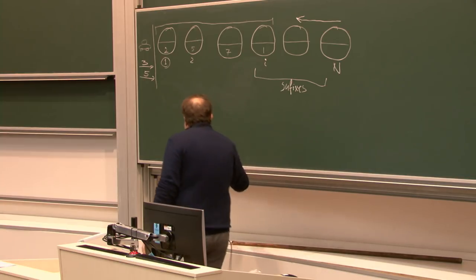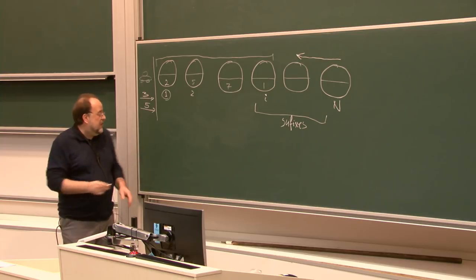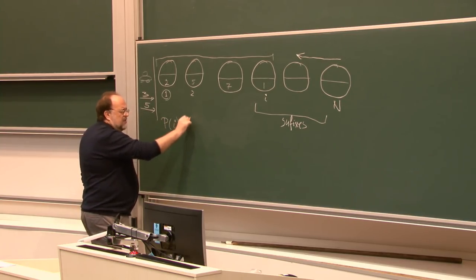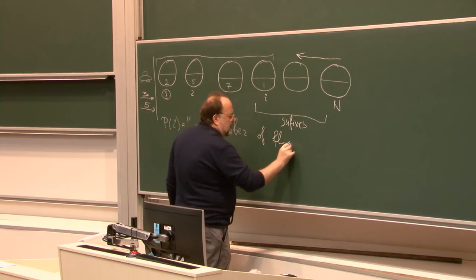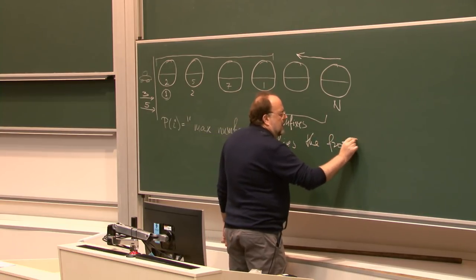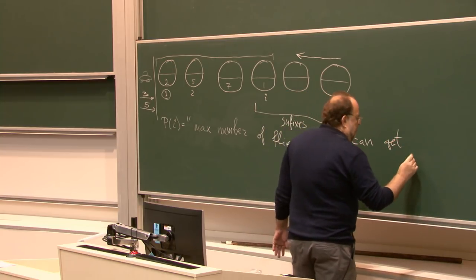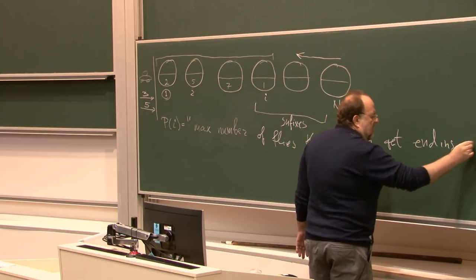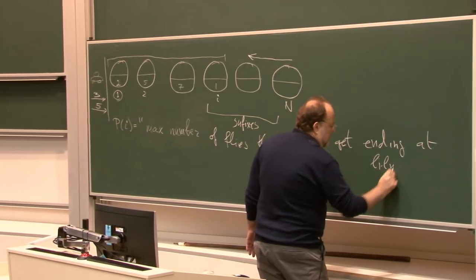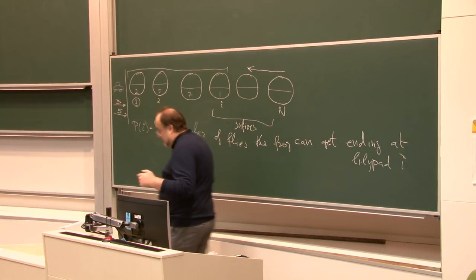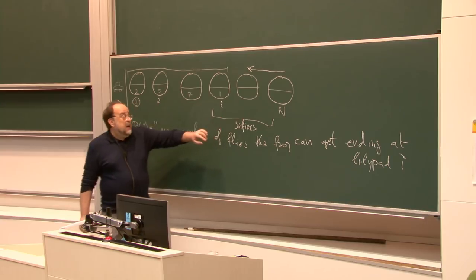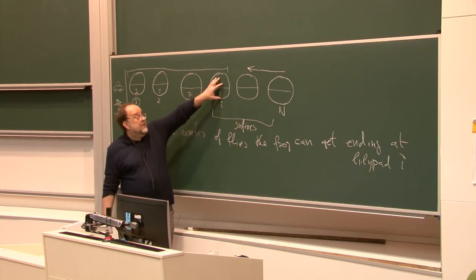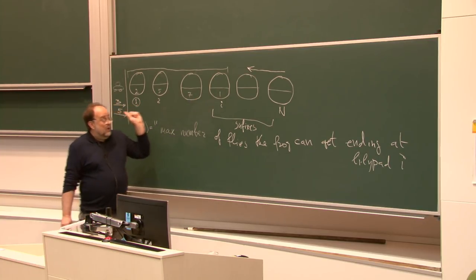What is then the sub-problem? On the exam, I expect you always to formulate, say, problem Pi is the max number of flies the frog can get ending at lily pad i. So this is the only kind of trick that is needed for this. So we will do the recursion on subsequences, but to make the recursion simple, we demand that the frog has to end on this lily pad.